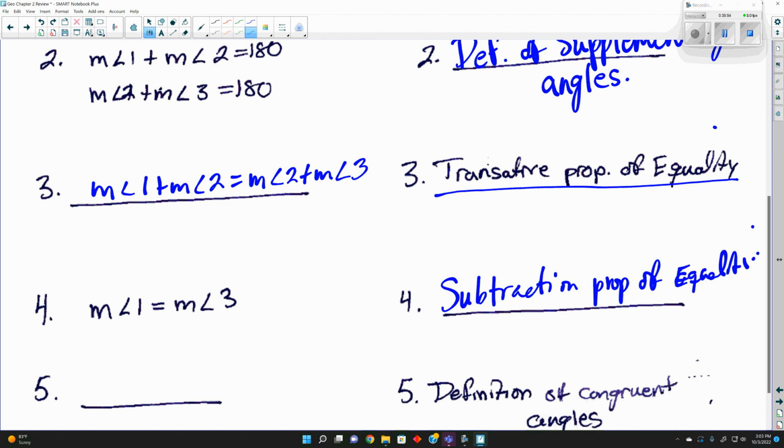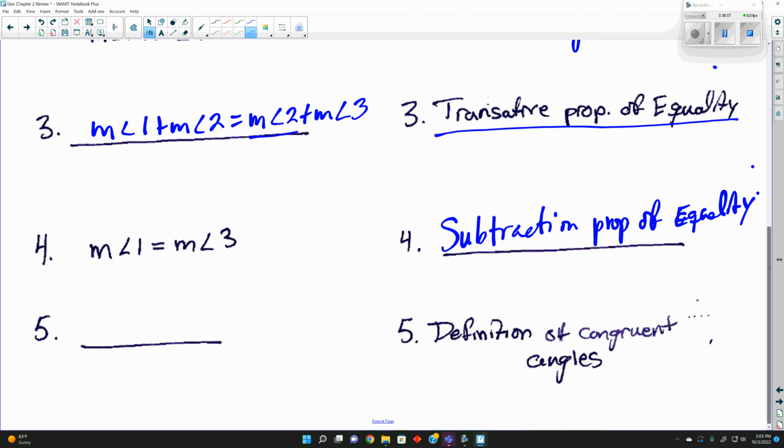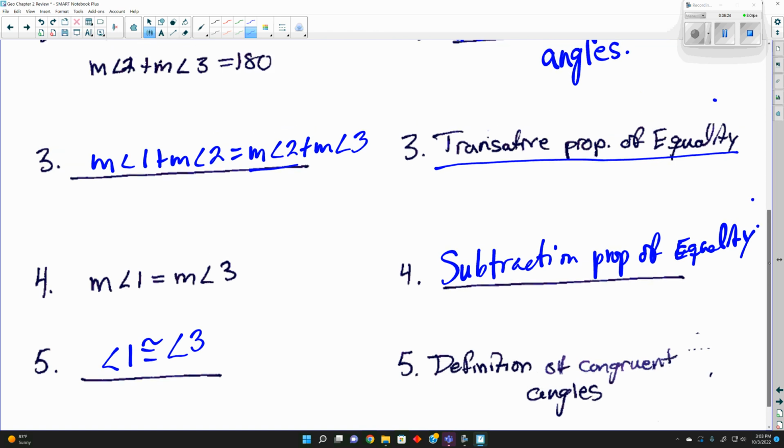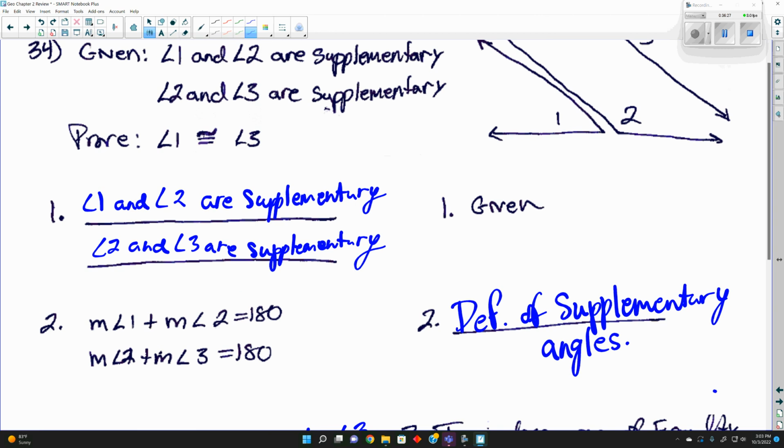Because we're trying to get angle 1 equal to angle 3. The measure of angle 1 equal to the measure of angle 3. Since they shared that same measure of angle 2, since it's just a number we can subtract it from both sides, telling us the measure of angle 1 is equal to the measure of angle 3. Which brings us to the last line, yes? The measure of angle 1, the squiggly equal. Now, again, if you put M, the little measure before it, I'm going to mark it wrong. What does that squiggle mean? Congruent. Partially because we're talking about the angles being congruent, and also I gave you what's going to be on the last line.